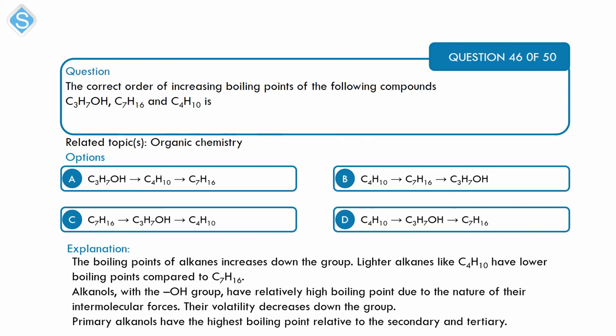And so that means the one with the least boiling point is going to be your butane, that's C4H10, then followed by your C7H16, and finally the alkanol. So that makes option B the correct option.